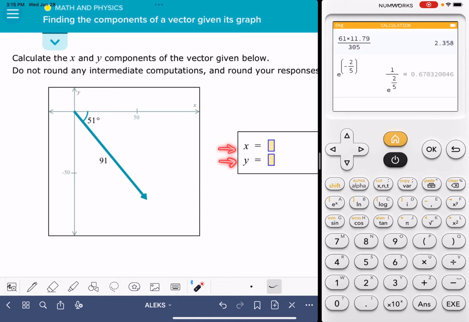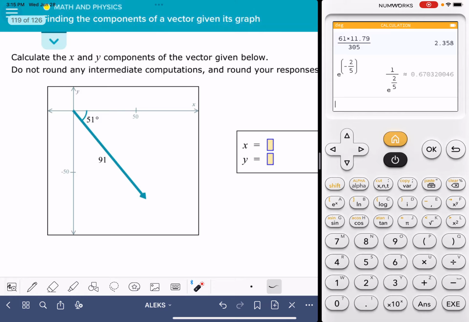and y components. So the x and y components are the distances that you would have to travel along the x-axis and also along the y-axis if you wanted to go from the origin to the endpoint of the vector. It's really helpful if you visualize this as a triangle, because we are going to be using trig relationships to figure this out. So we're going to visualize this as a triangle.